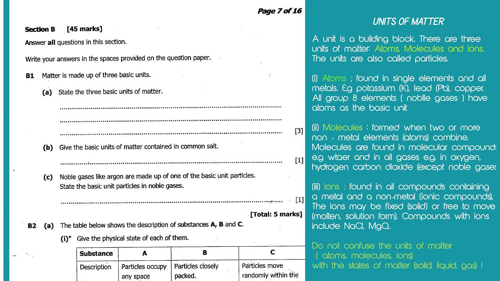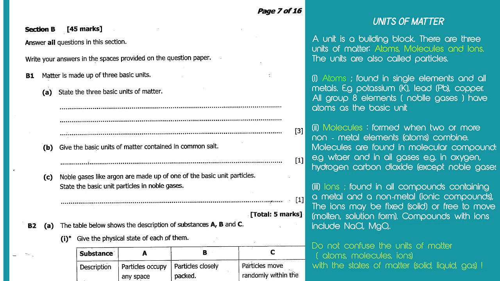Molecules are formed when 2 non-metal elements or non-metal atoms react, when they combine. So molecules are formed from non-metals only, and they are found in all gases like oxygen, carbon dioxide, except the noble gases, which, as you said, contain atoms. Ions are found in all compounds containing a metal and a non-metal, and such compounds are called ionic compounds. Do not confuse the units of matter, atoms, molecules, and ions, with the states of matter: solid, liquid, gas. Let's now answer the questions.